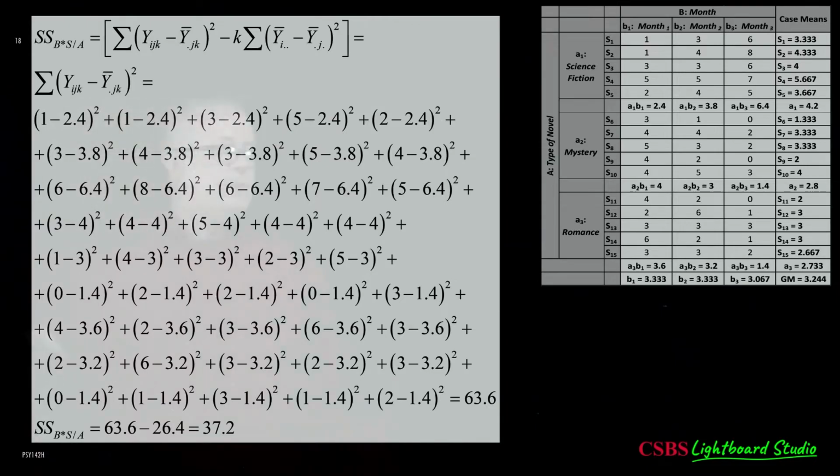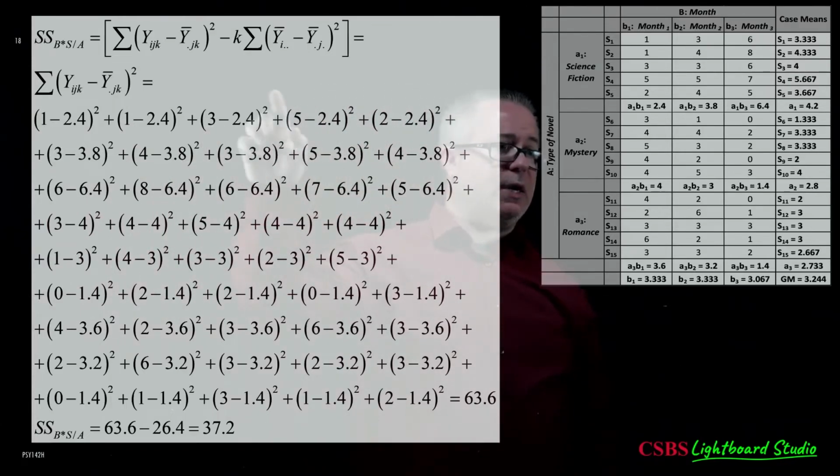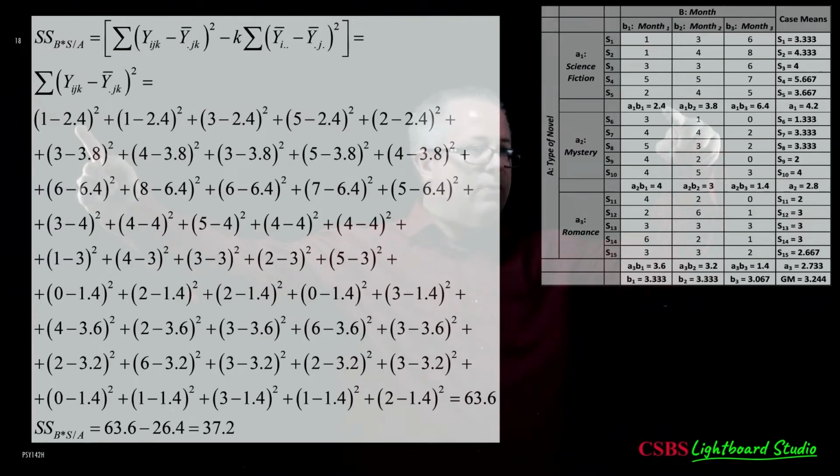Where are those numbers coming from? Look at the first line. First line's all from the science fiction at 1 month. 1, 1, 3, 5, 2, and subtracting out its cell mean. I'm averaging over individuals, but I need one for every cell. So I need its cell mean. So that's why I'm subtracting out 2.4, 2.4, 2.4, 2.4, 2.4.